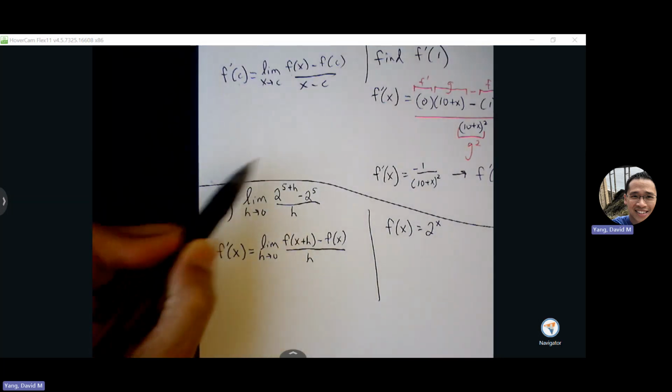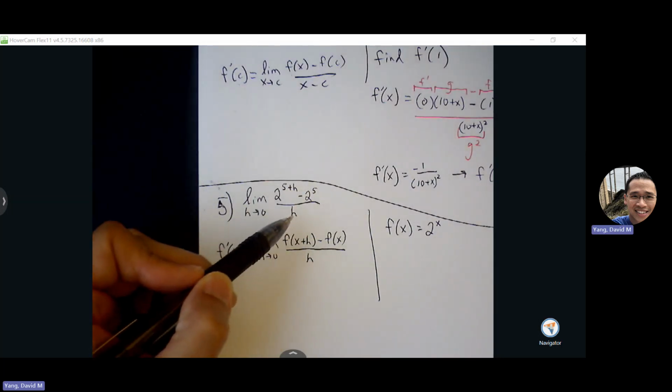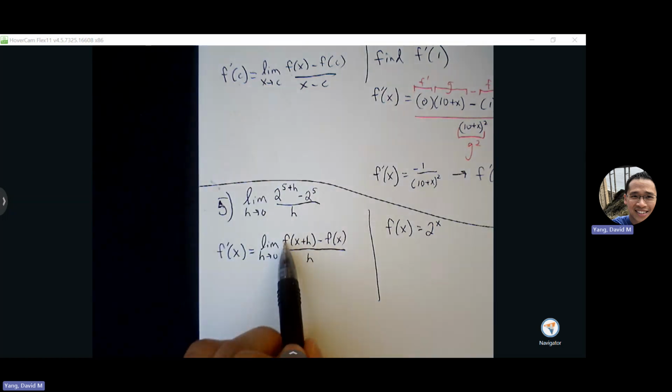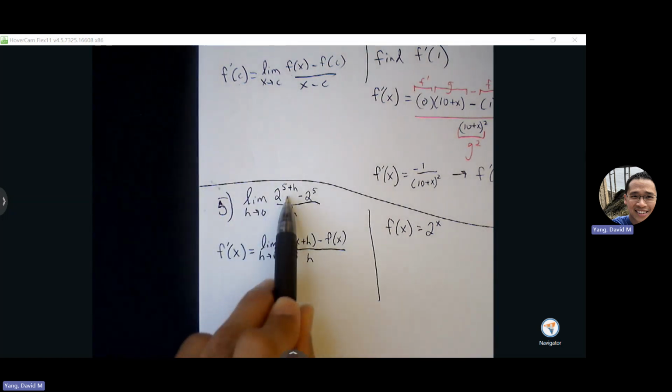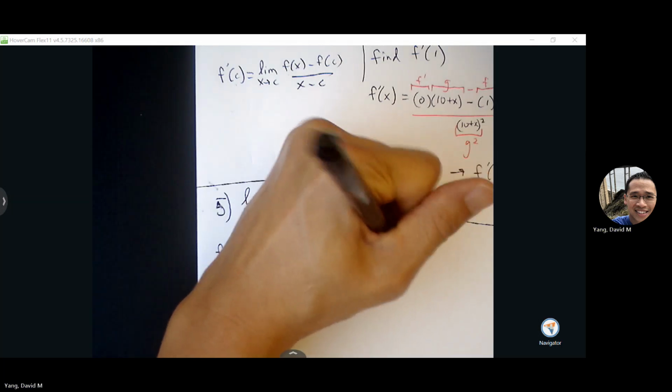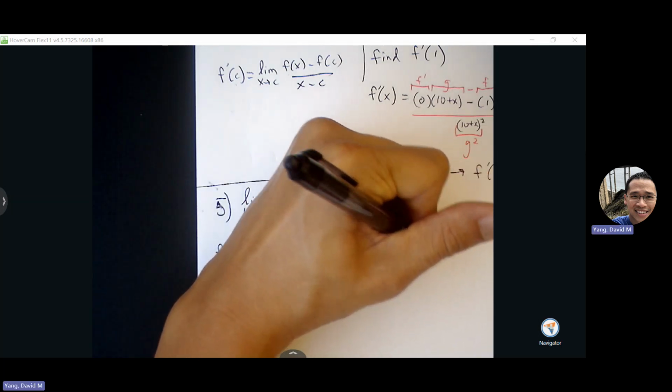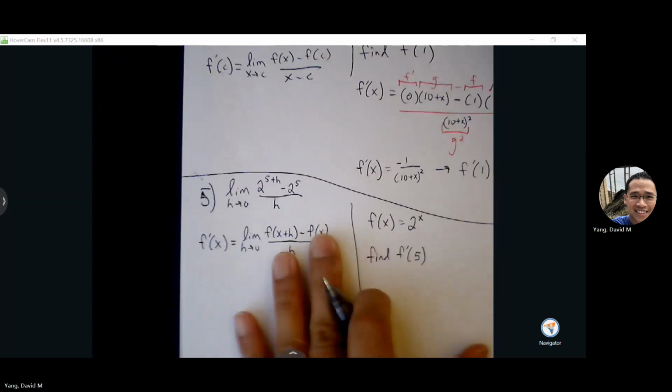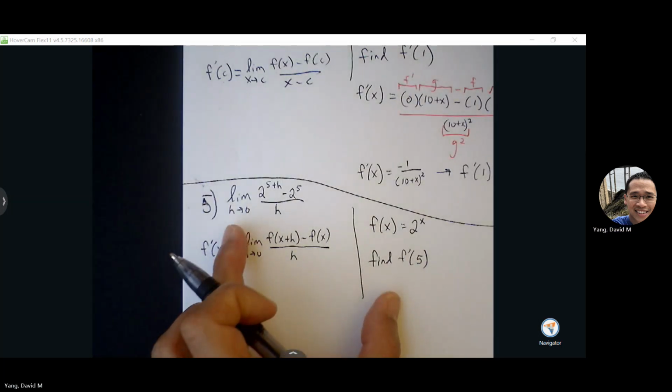And we know that this notation represents, oh, it's asking to find the derivative of a function, but the x got replaced with 5, so this is asking for the derivative at a point. So this is basically saying find f prime of 5. Everybody okay with that? Okay.